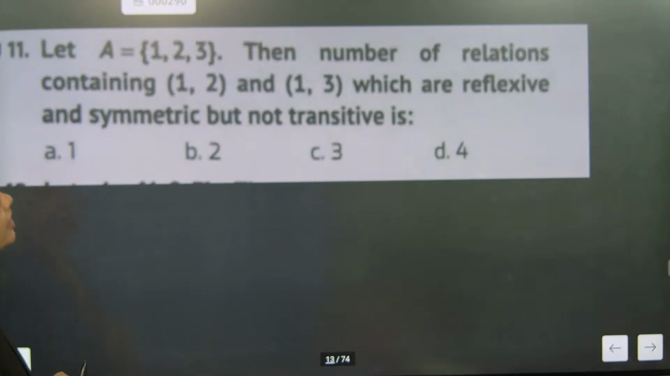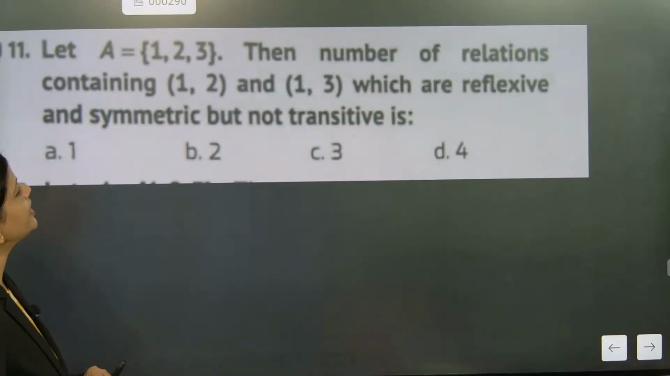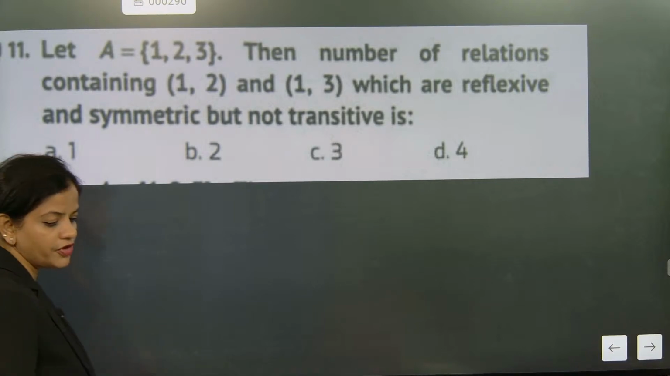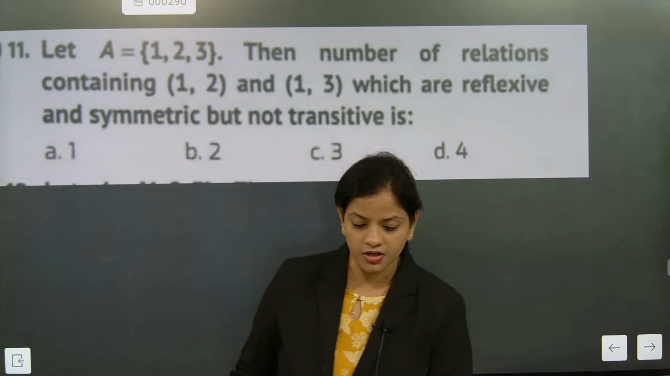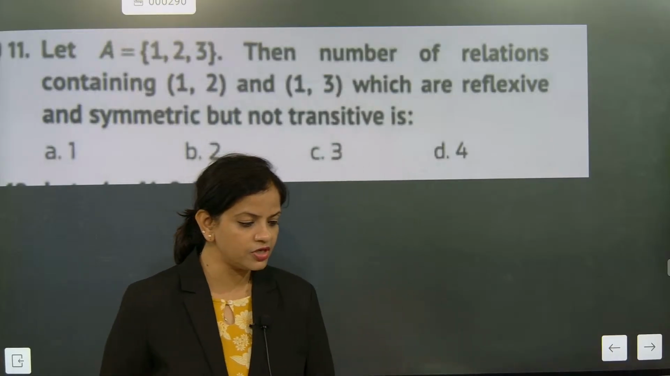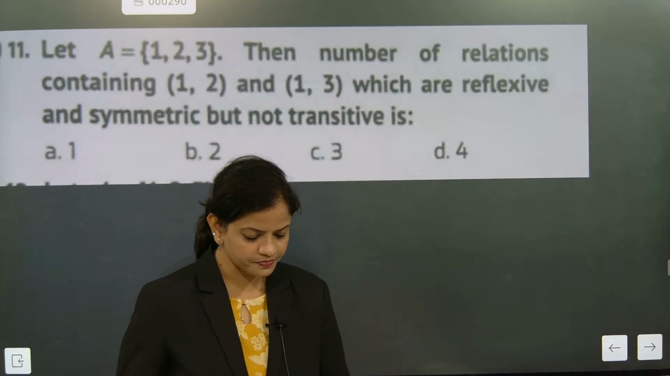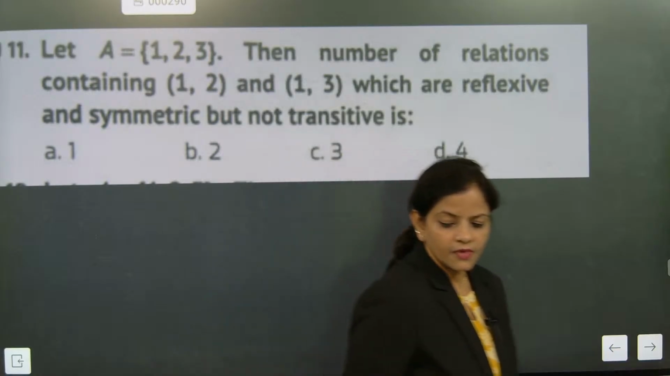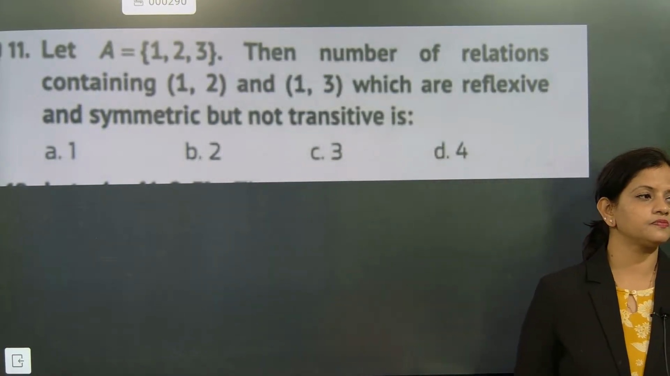This question also we have finished. Check this one out. Let A is equal to {1, 2, 3}. Then the number of relations containing (1, 2) and (1, 3), which are reflexive and symmetric but not transitive. This question also we have finished. Come on, talk about this question. Question number 11, finished or not? How many will it be possible?